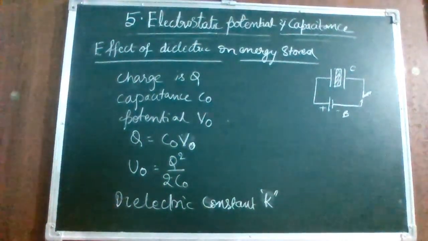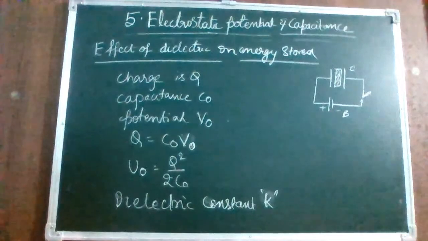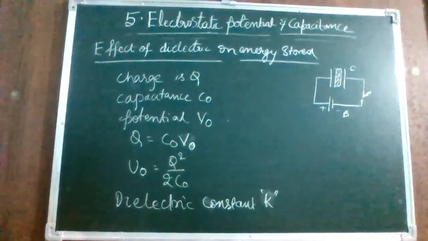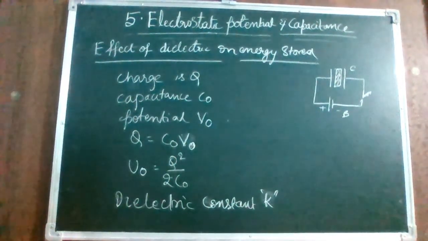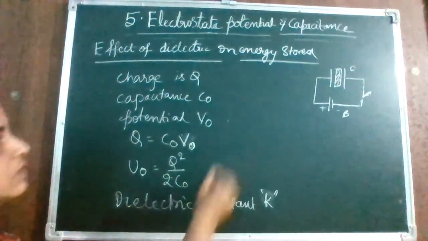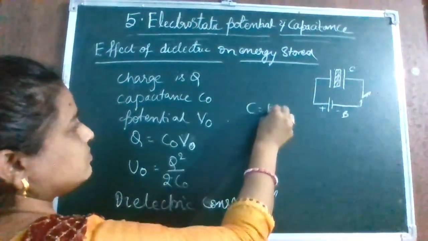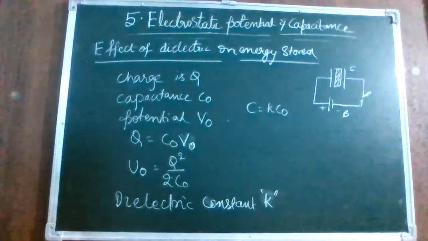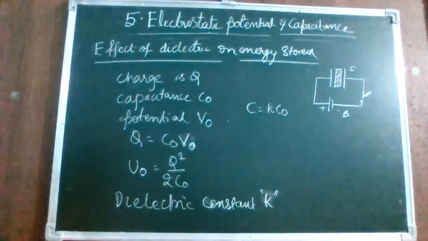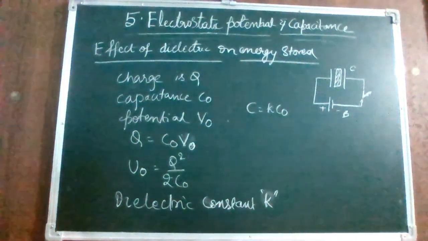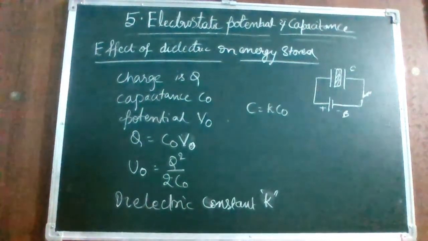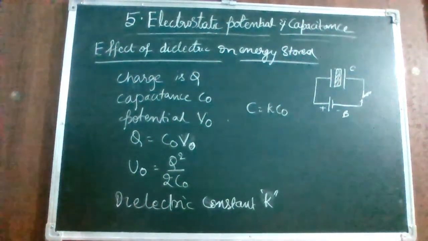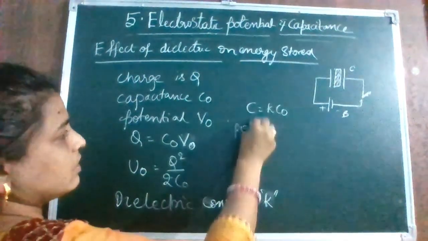Then what is its effect? Now what happens to the capacity of the capacitor? It becomes K times. We have already this equation, C is equal to K C naught. Now what happens to the potential? V is the potential difference across the capacitor.